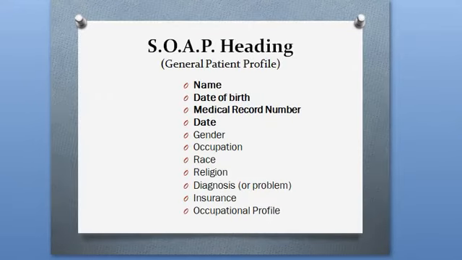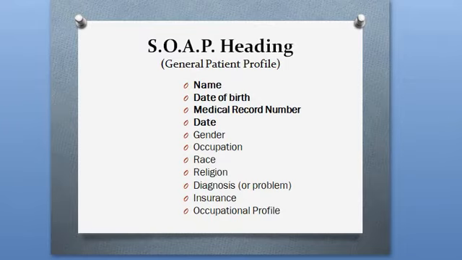For the S.O.A.P note heading, you want to include the name, date of birth, medical record number, and date. All this heading stuff is more auto-generated these days, so you don't really have to memorize this list, but just know that this is the health information from clients that's usually on the top of all medical record notes. If you are working with an old school handwritten system, sometimes you do have to add this in. At the very least, you need the name, date of birth, medical record number, and date. When I was on paper, you had to put those in.